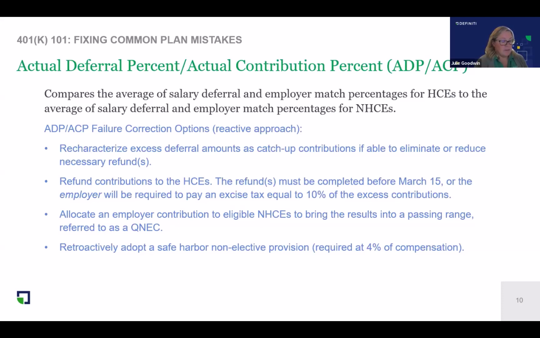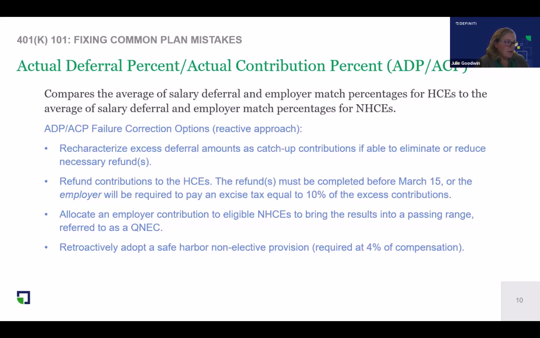Most of the time, refunds are made to the HCEs, and this can be a little bit of a PR nightmare when your highly compensated employees defer large amounts, and then after the end of the year, they get a refund check of the majority of their deferrals. Refunds, if they are required, must be processed before March 15th, which is why you will see a big push if your plan requires this type of testing early in the year. Anything that processes late will end up with a 10% excise penalty paid by the plan sponsor.